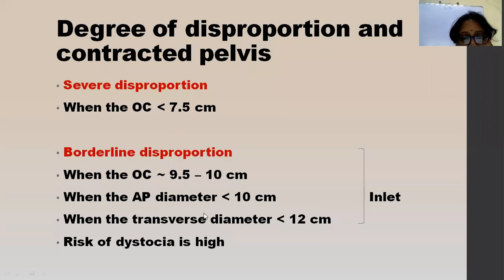The anteroposterior diameter is less than 10 centimeters, and transverse diameter is less than 12 centimeters. Then we see there is contraction of the inlet, but it is not of severe degree, but borderline degree of disproportion at the inlet. I have told you that if there is a contraction, the contraction is usually at the brim, so we have to look at the diameters only of the brim. And in such cases, where there is a borderline disproportion, the woman can usually go for normal vaginal delivery, but she has a high risk of dystocia of labor.